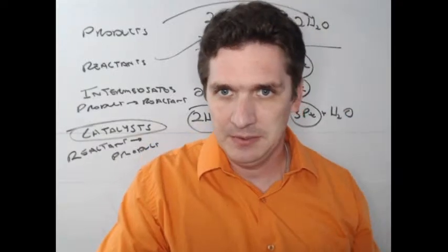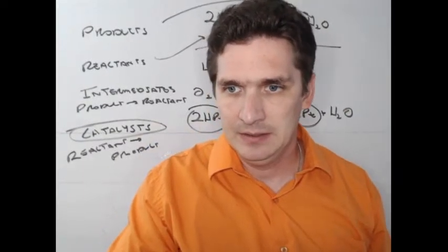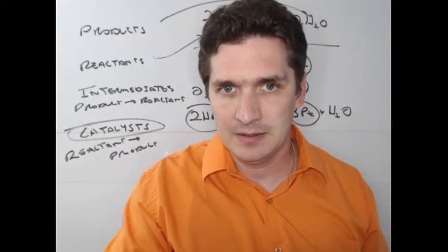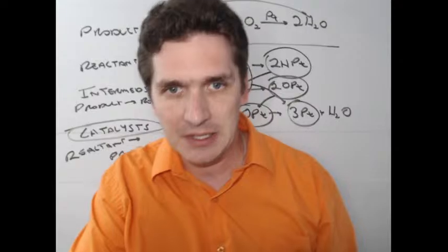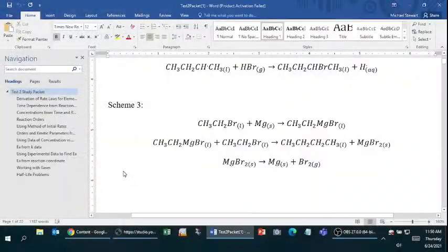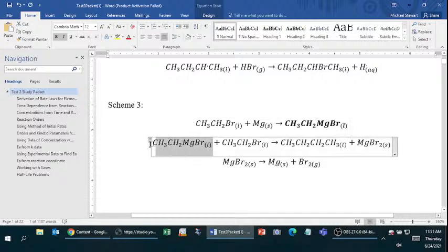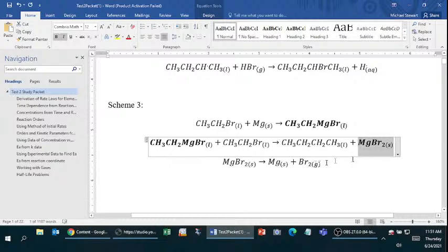So I'll bring up one of the ones in the packets. Scheme 3 is a good example of this. So we make CH3CH2MgBr. It's a product, and then we see it consumed as a reactant. So that would make it an intermediate. And then we have MgBr2, which we see as a product, and then it's consumed as a reactant.